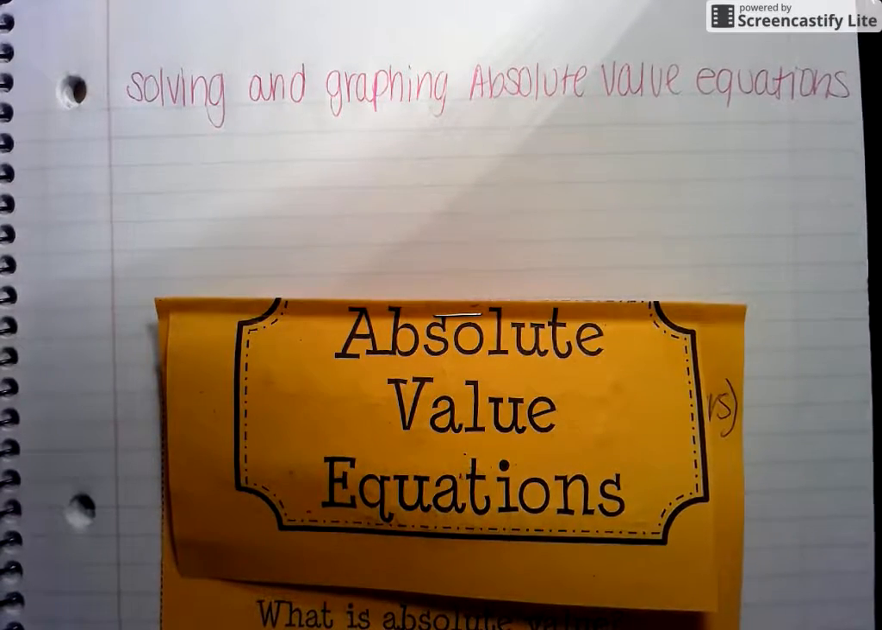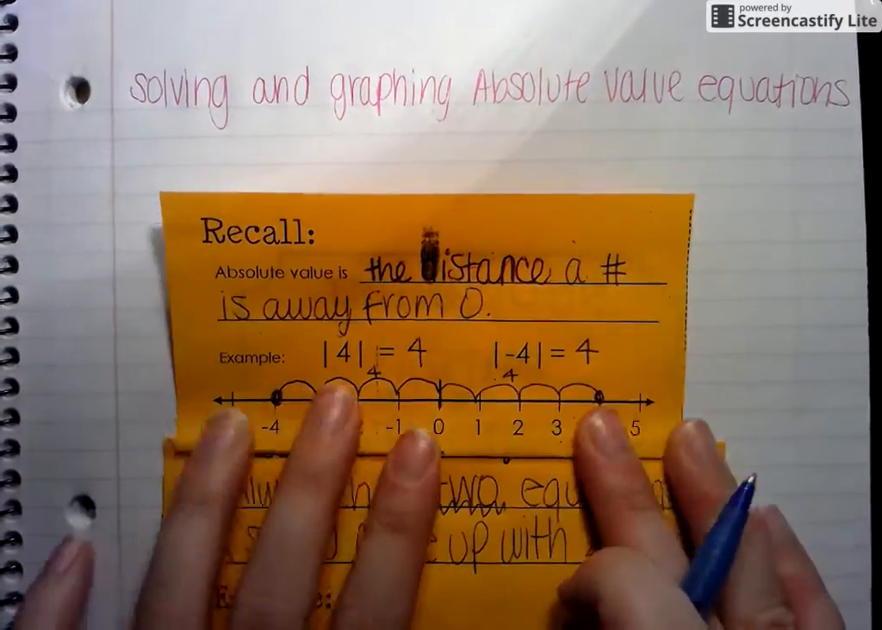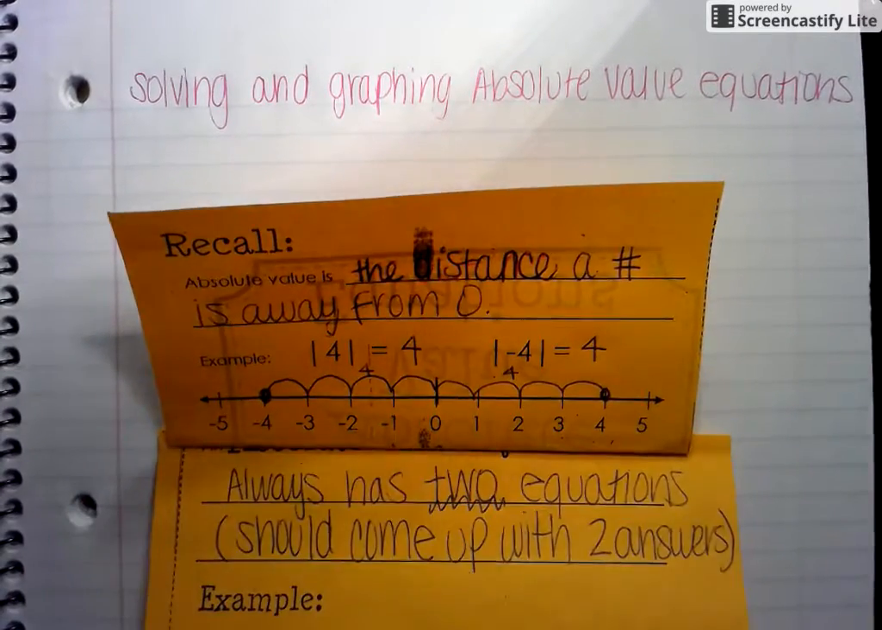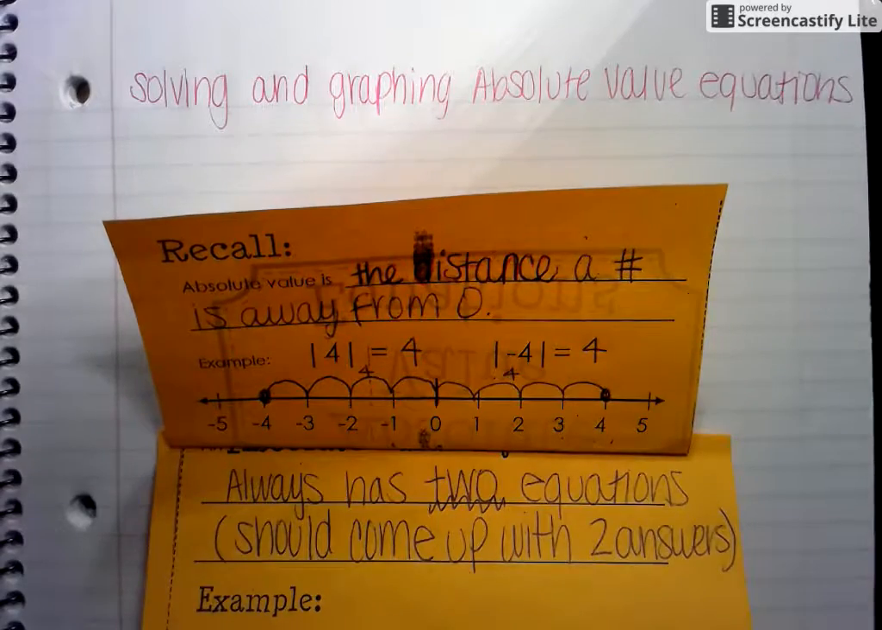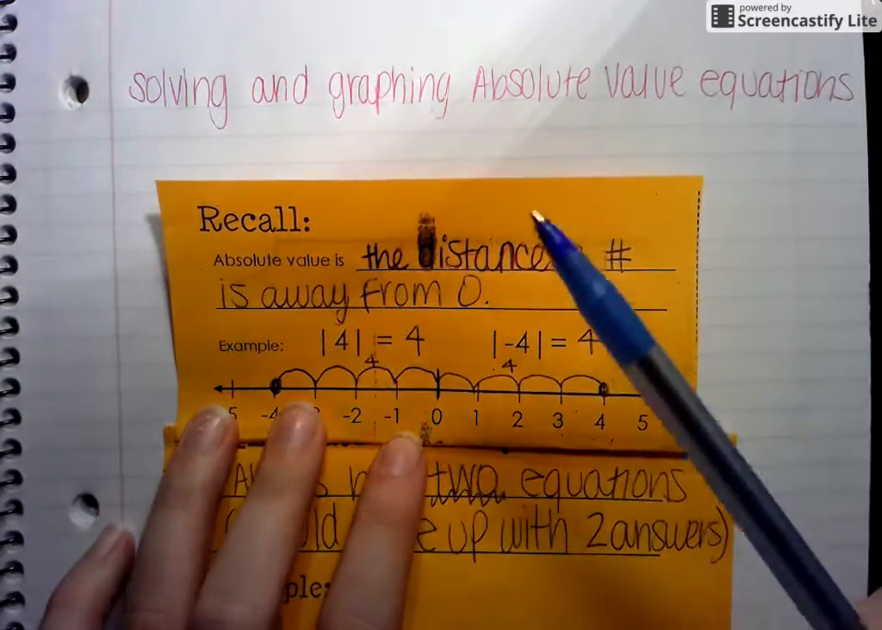So we're going to be talking about absolute value equations, which we've talked about before when we were dealing with absolute value inequalities. So it has kind of the same idea. What an absolute value is, is the distance a number is away from zero. So for example, anytime a number is within an absolute value, it's always going to be a positive value.